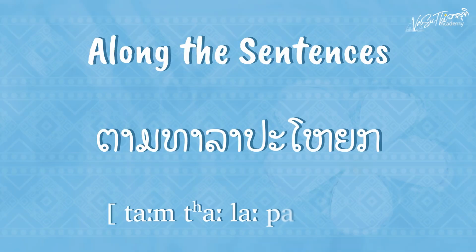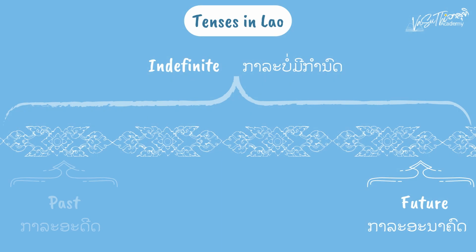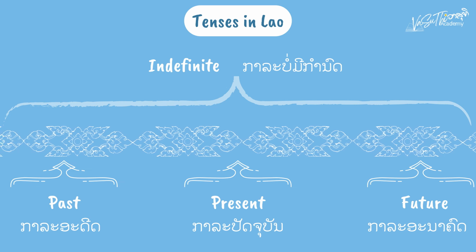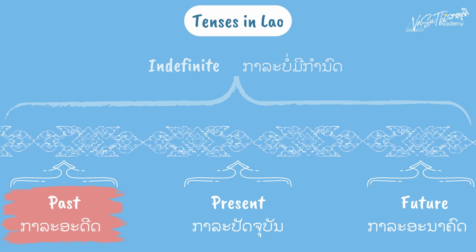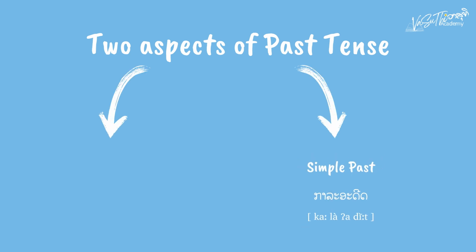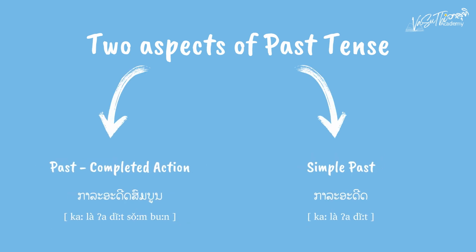Welcome to Along the Sentences, your series dedicated to Lao Grammar. After exploring the indefinite tense and the present, we will now set our course towards the past. The past in Lao consists of two aspects, the simple past กาลอดีต and the completed past กาลอดีตสมบูรณ์. Today we will focus on the first aspect of the past, the simple past.